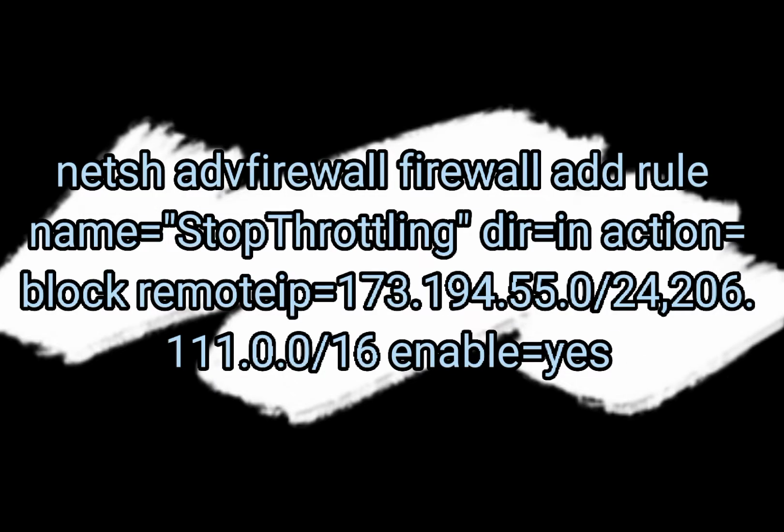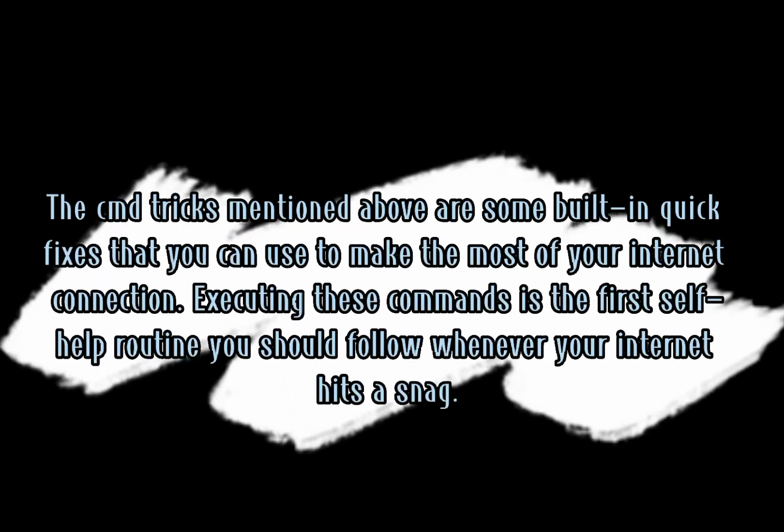netsh advfirewall firewall add rule name=stop throttling dir=in action=block remoteip type=173.194.55.0/24,206.111.0.0/16 enable=yes. The CMD tricks mentioned above are some built-in quick fixes that you can use to make the most of your internet connection. Executing these commands is the first self-help routine you should follow whenever your internet hits a snag.